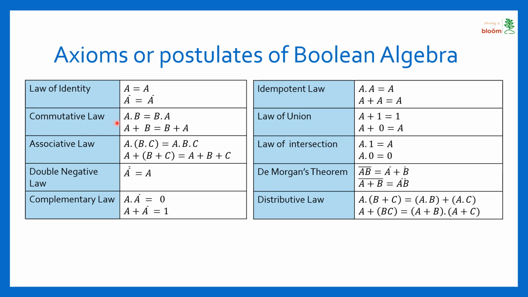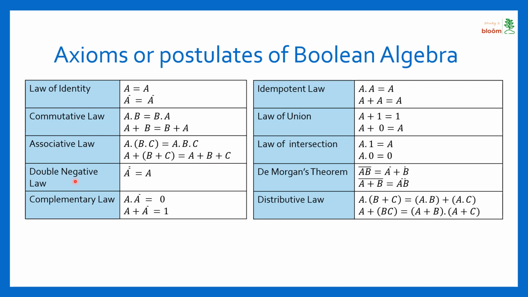In the commutative law, it says whether the order of appearance is A and B or B and A, both are equal. The same applies for the OR gate. A or B or B or A, both are the same. Then the associative law is about the way you have put the brackets. You can put brackets either here or here, but still the result is the same. That's the same for the OR gate also.